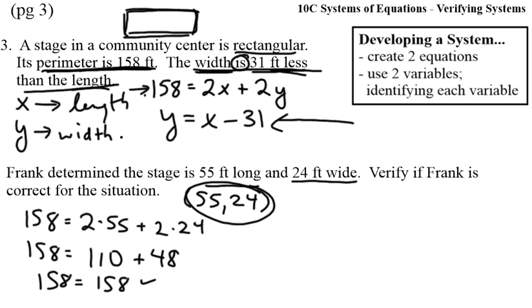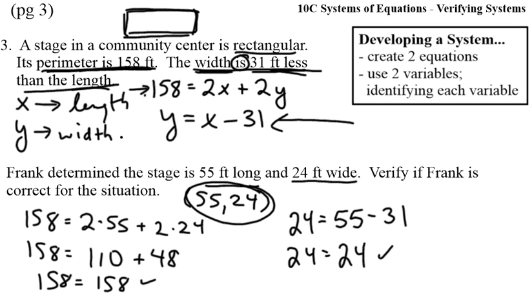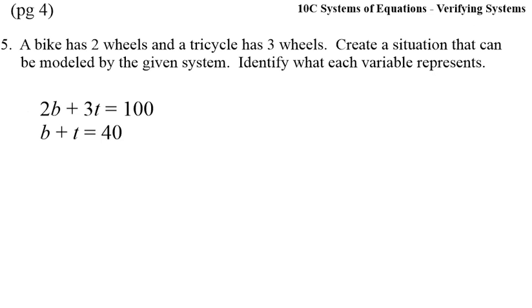In this case, we're saying y, our width of 24, is the length, 55, less 31. Well, 24 equals 55 minus 31. There's your 24. Left side equals right side. So there's the dimensions of the stage. 55 feet by 24 feet. Create the system and verify it. Last one on the next page, 5.